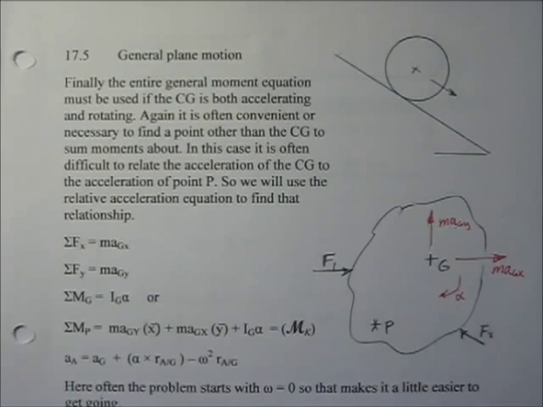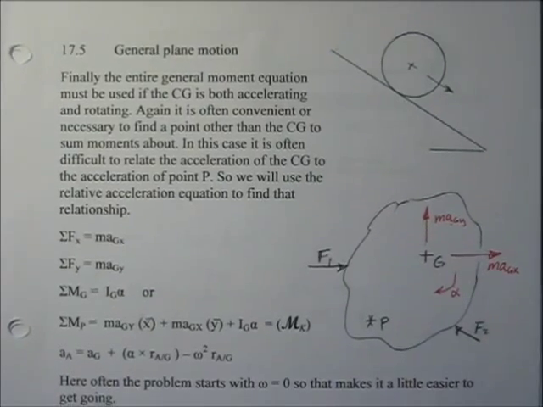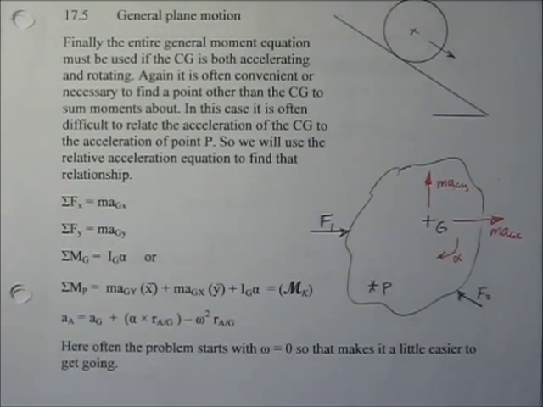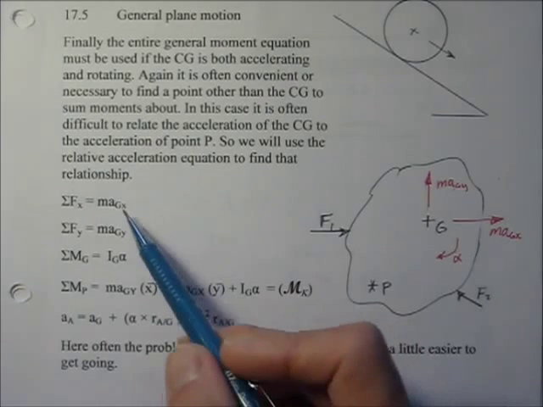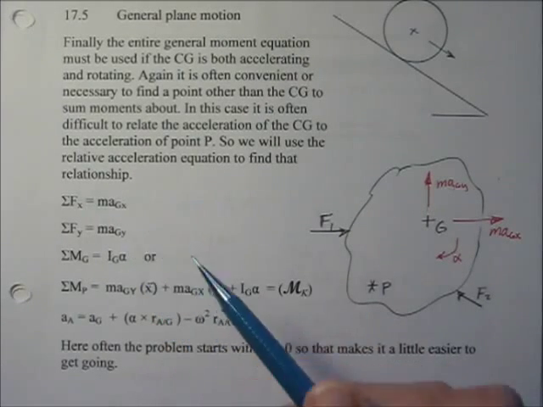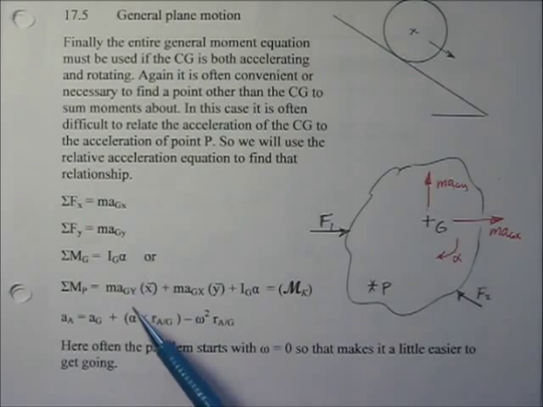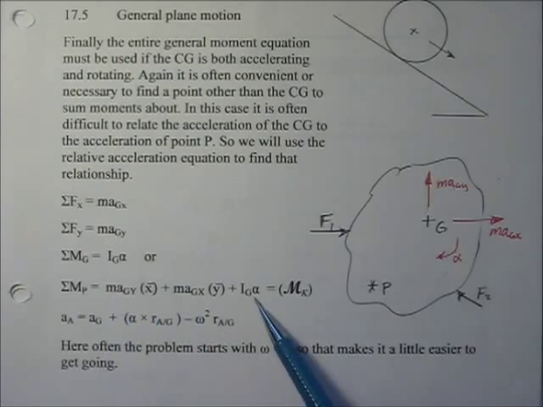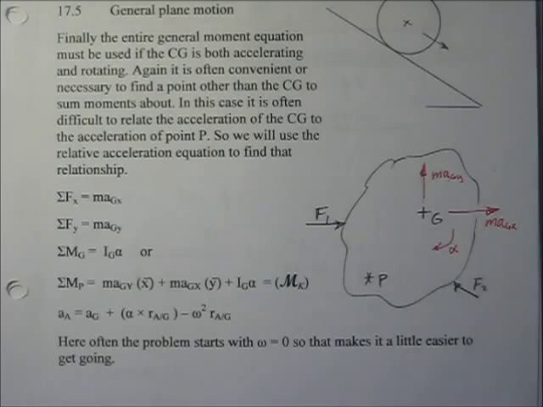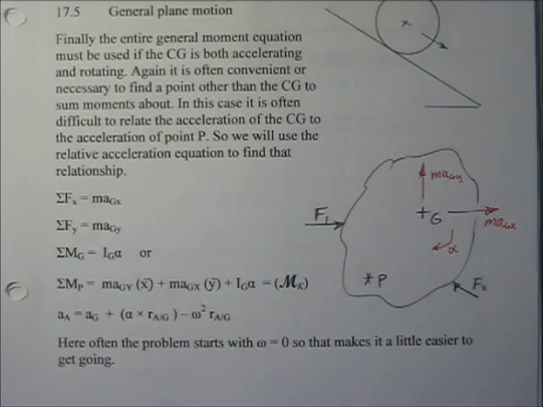In general plane motion, what we'll find is that we have to use the long form of the moment equation. We'll still do the sum of the forces in the x, the sum of the forces in the y. If the sum of the moments about G equals I_G alpha works, then obviously we should use that. However, many times we'll be using the sum of the moments about P and using the long equation here. And sometimes we'll still have four unknowns, and we'll have to have an acceleration equation, and we'll recall the general acceleration equation from chapter 16.